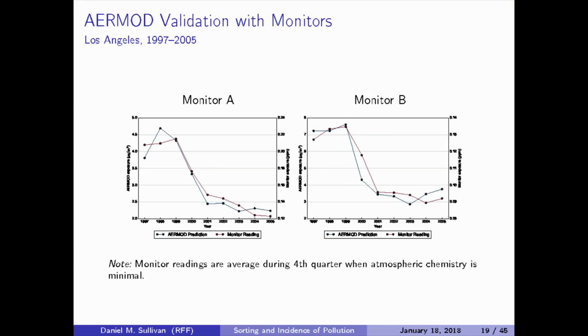What I do here is actually take the 2 monitors I do have in my sample area and plot over time the prediction here in blue and the actual monitor reading in red. You can see that it does pretty well.